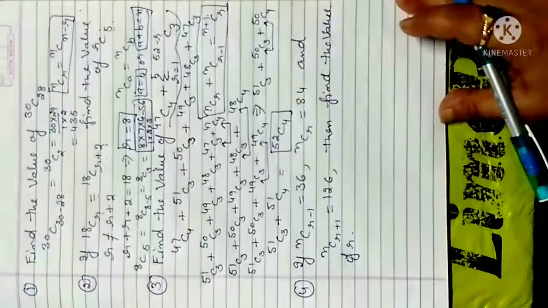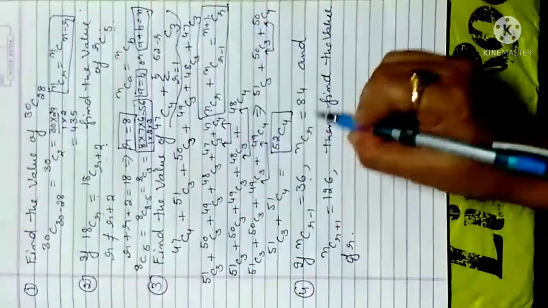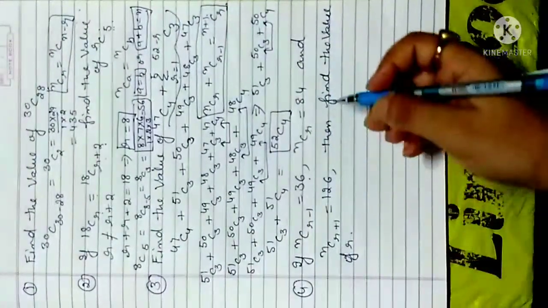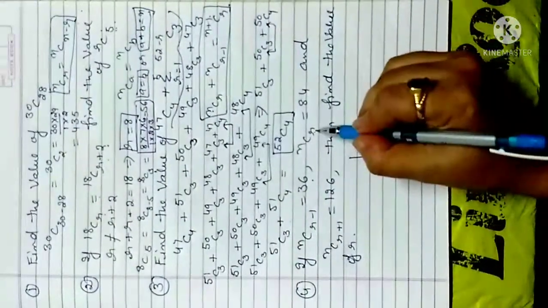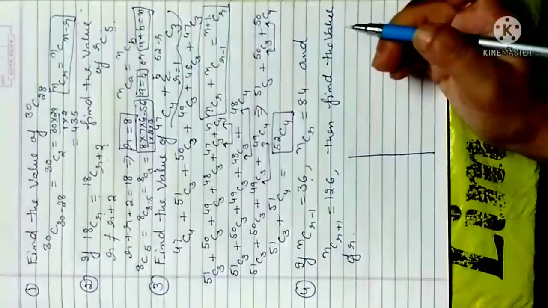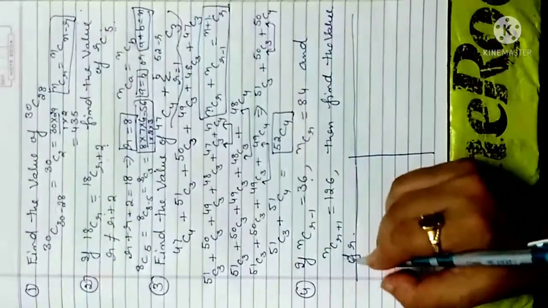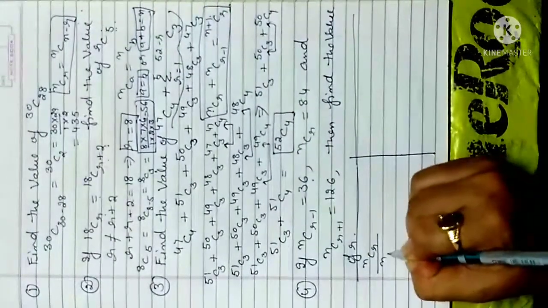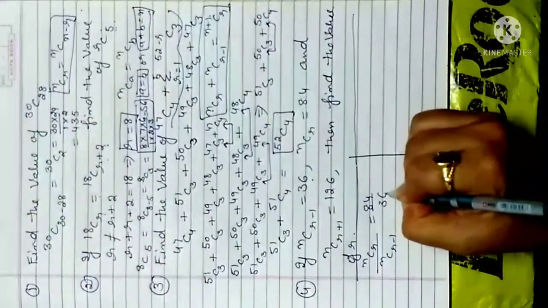Now my next question is: if NCR minus 1 is equal to 36, NCR is equal to 84 and NCR plus 1 is equal to 126, then find the value of R. I divide this into two parts because R is in the middle, with R minus 1 and R plus 1 in the extreme terms. First I will write NCR divided by NCR minus 1. So that is 84 by 36.